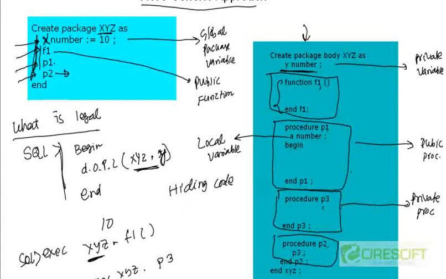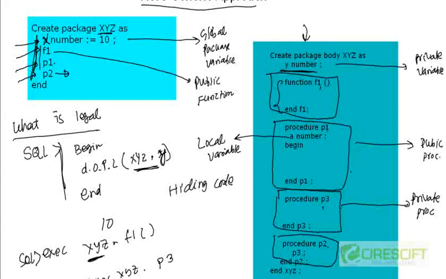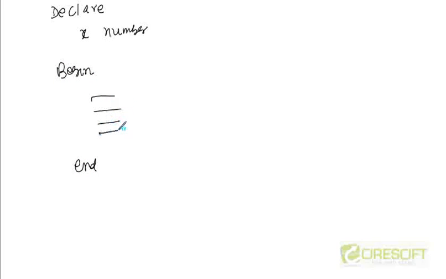All right, and then another case that we might need, say for example, let's say we write an anonymous PL/SQL block. In the anonymous PL/SQL block we declare x as a number, and then we have begin and end, and inside we are going to write some PL/SQL statements. So what you see is that this x is only valid for the execution of this PL/SQL block. Once we finish this end, the x is gone.